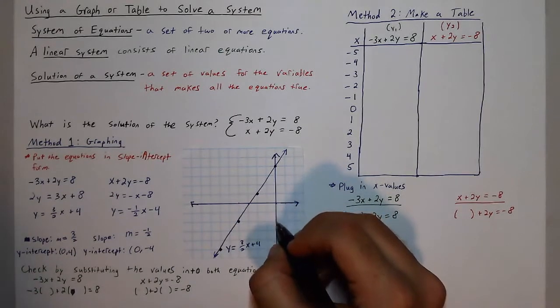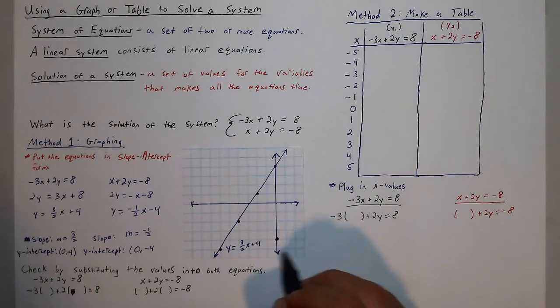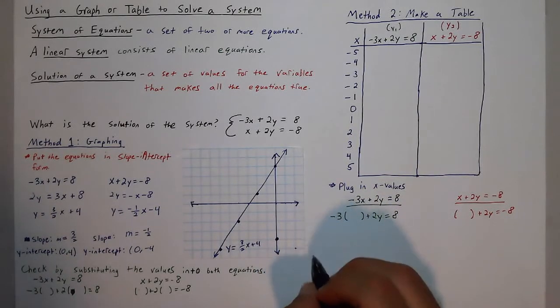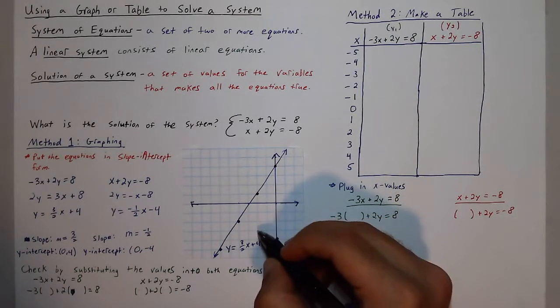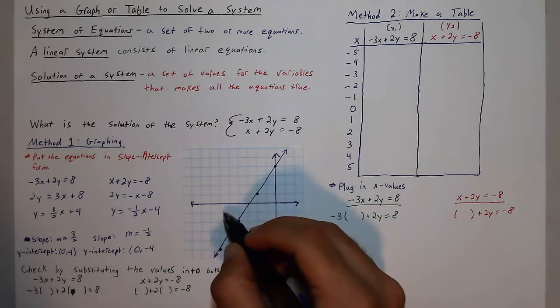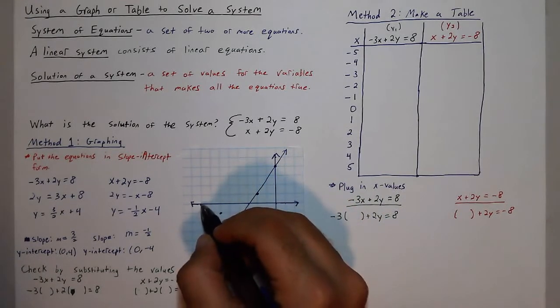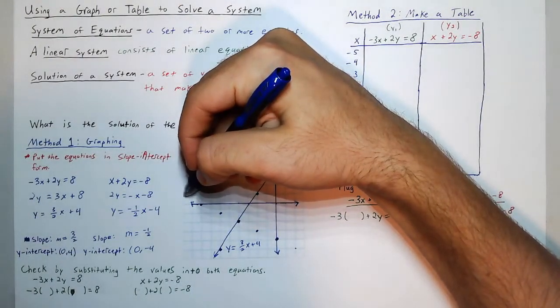So 1, 2, 3, 4. And 1 half would be down 1 over 2 for negative 1 half. Running out of space, I'll go backwards. So up 1, back 2, up 1, back 2, up 1, back 2, and so on and so forth until I can create a line through all of the points.